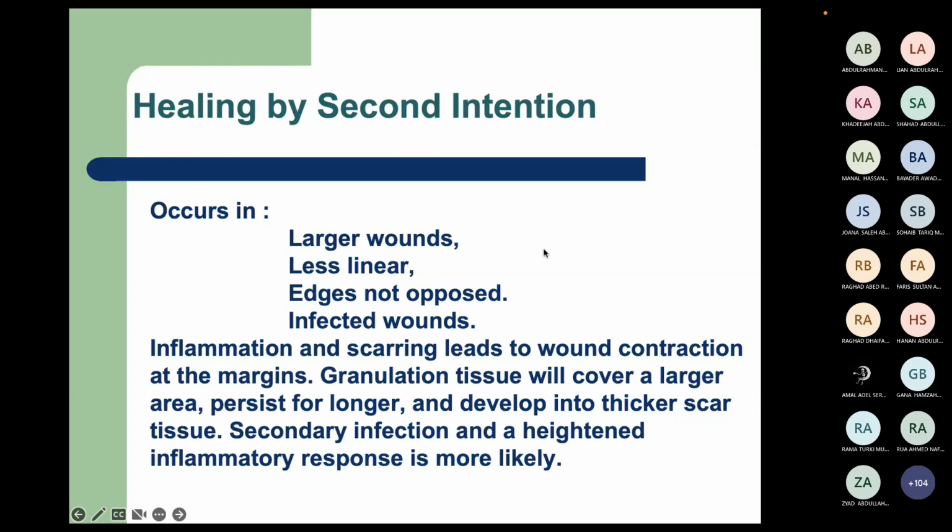The healing by second intention occurs in the larger wounds, which are less linear, they are irregular. When the edges are not opposed, they are not close, the edges are far, or when there's infection in these wounds, all these are the causes or the conditions in which there is healing by second intention. And then, of course, wound contraction has been mentioned, and more granulation tissue has been mentioned. And in these wounds, there's more chances of infections and more inflammation. So same things, third time in writing.